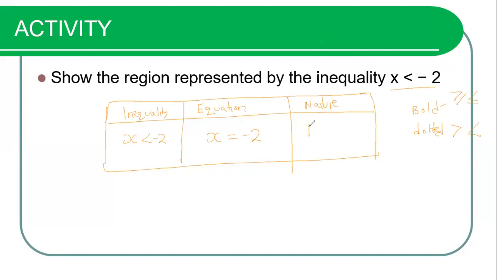Dotted. Very good. Good. Now, what are we going to do next? We are going to plot this line.